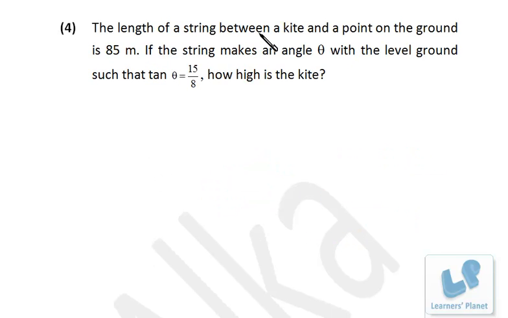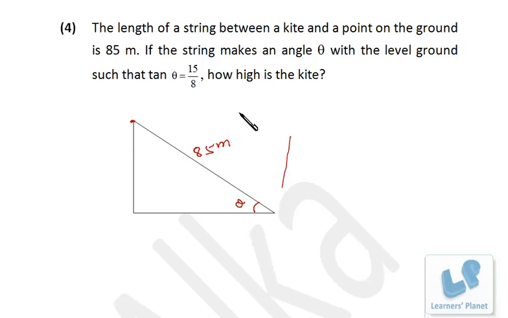Now, the length of a string between a kite and a point on the ground is 85 meter. If the string makes an angle theta with the level ground such that tan theta is 15 by 8, how high is the kite? Now, once again, you need to draw a triangle. I just draw it this way. Now, suppose the kite is here. This is the length of the string, and this string is making an angle theta with the level ground, and tan theta is given, and the length of the string is 85 meter, and we have to find out how high is the kite. That means we have to find out this height.